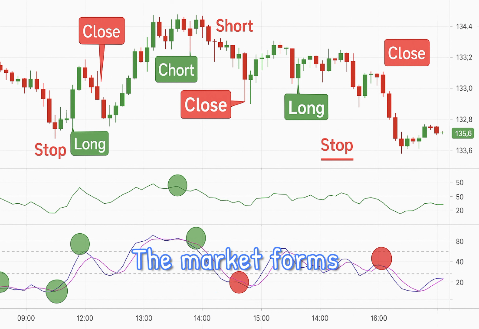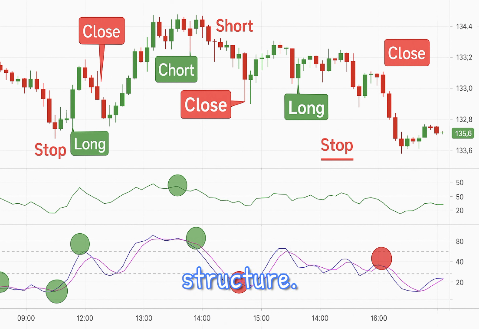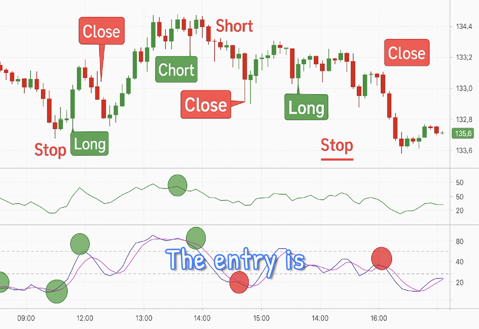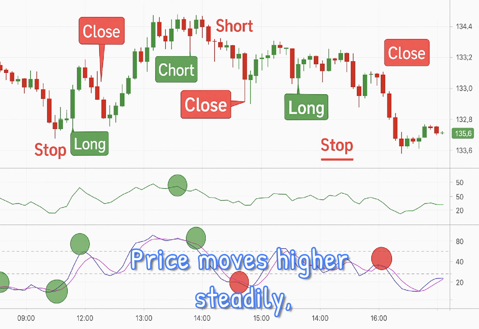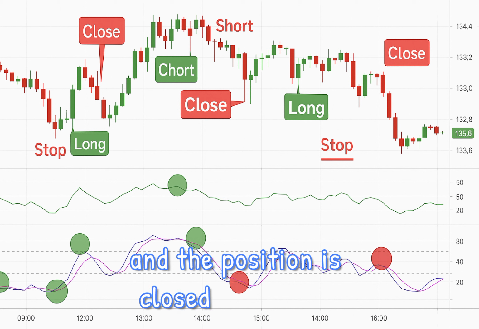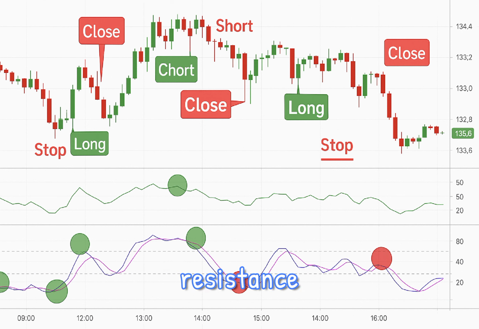The market forms a higher low, showing bullish structure. The stochastic oscillator again crosses up from the oversold zone, and RSI is clearly trending upwards. This double confirmation gives confidence in the long trade. The entry is marked as long, and the stop loss is placed just below the recent support. Price moves higher steadily, and the position is closed at the top near a short-term resistance zone.